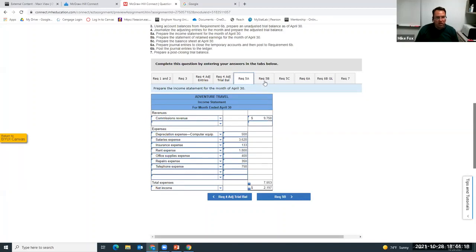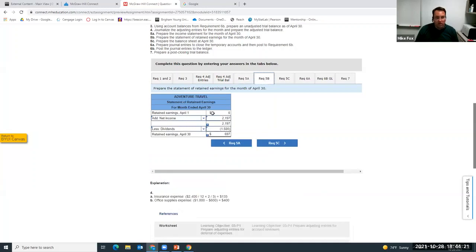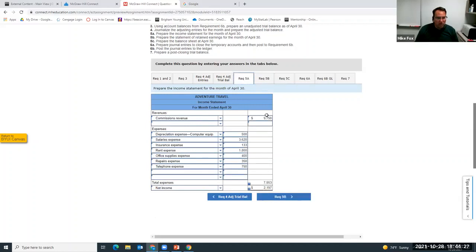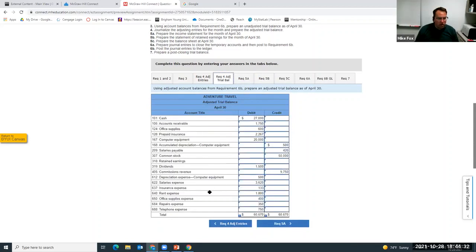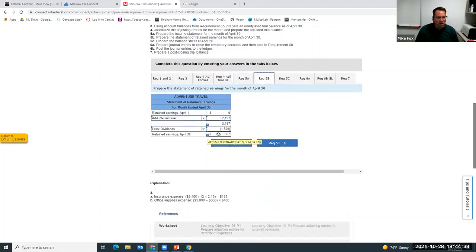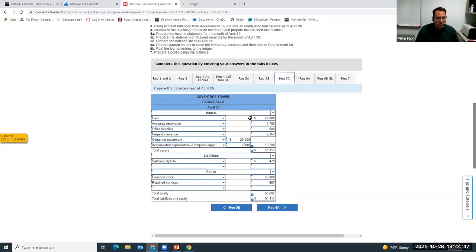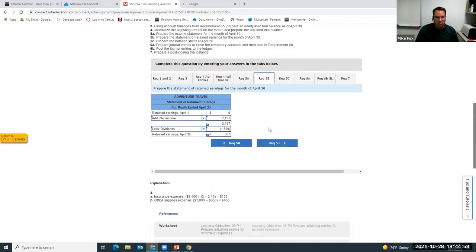Then we're going to do our statement of retained earnings, which is going to have our beginning retained earnings, which was 0 because it's a new company, plus any net income, which we calculated right here, minus any dividends, which we're going to have to go back to the trial balance for. And that will let us calculate the retained earnings at the end of the period. Then we're going to do our balance sheet, which is going to be our assets, which again are right on the trial balance, our liabilities on the trial balance, and our equity. Common stock was on the trial balance, but the retained earnings we calculated back here in our statement of retained earnings.